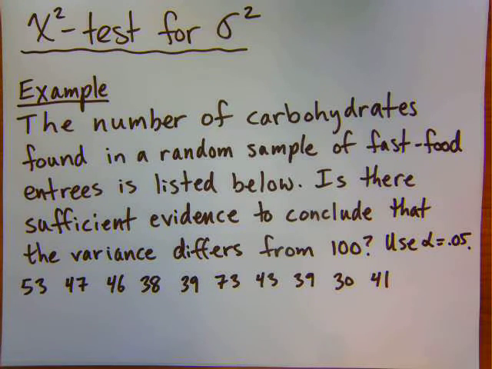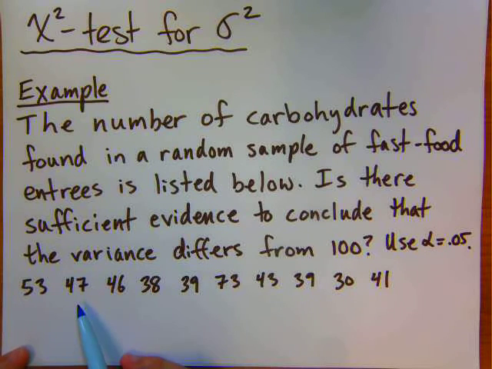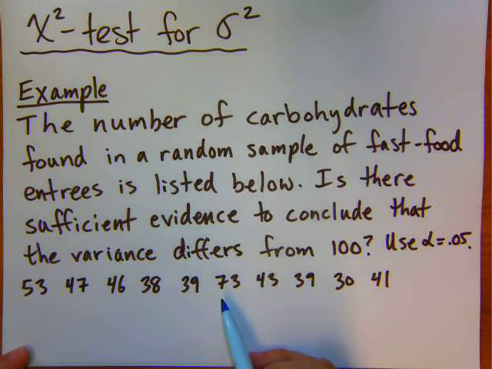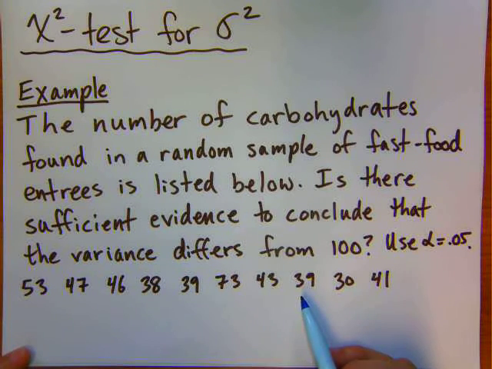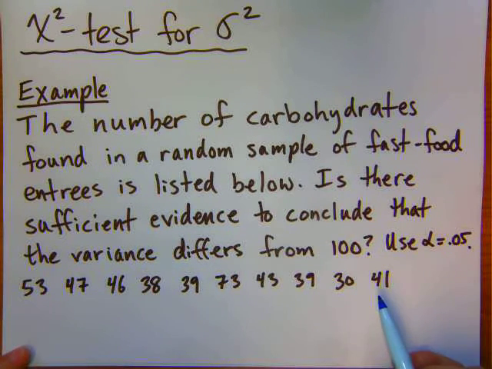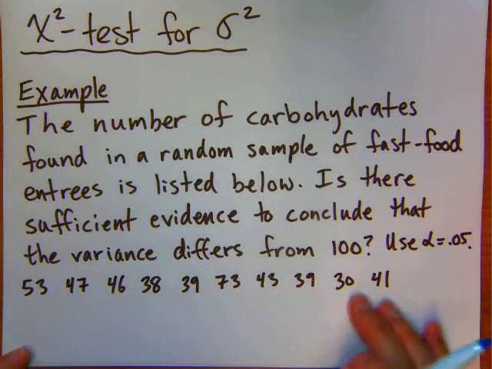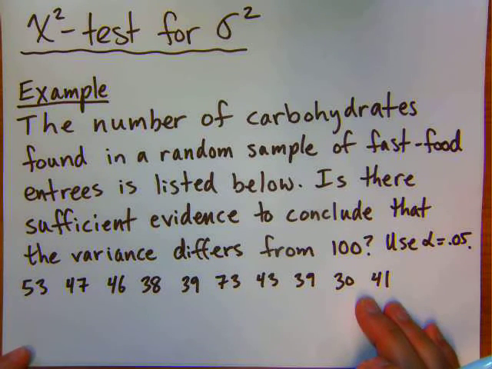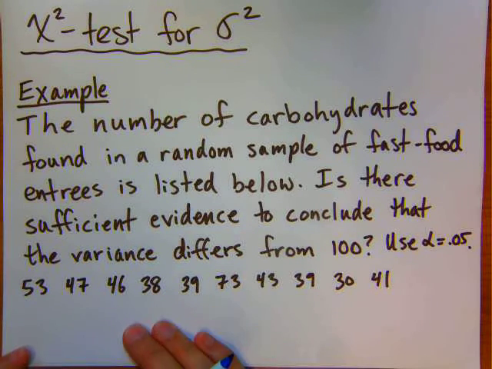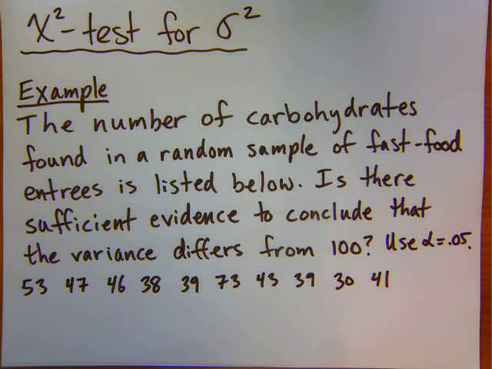Use alpha equals 0.05, and we have 10 data points: 53, 47, 46, 38, 39, 73, 43, 39, 30, and 41. And you're going to want to put those numbers into your calculator or into Microsoft Excel so that you can find a standard deviation a little bit later on. First, we should set up our hypothesis statement.